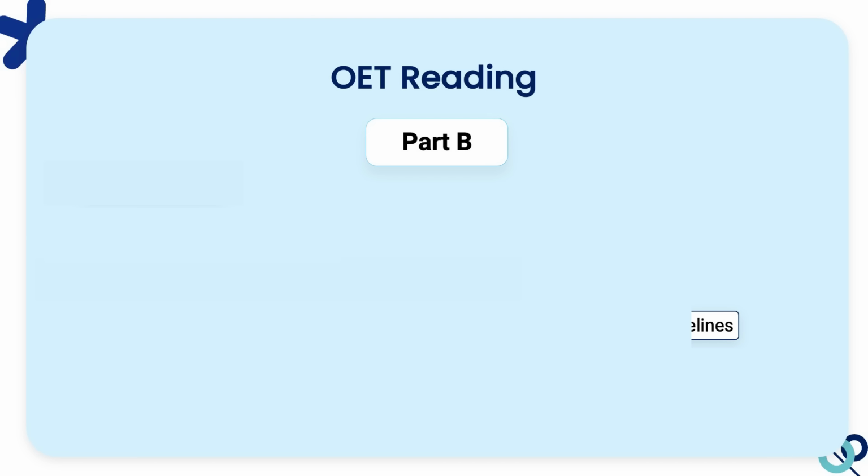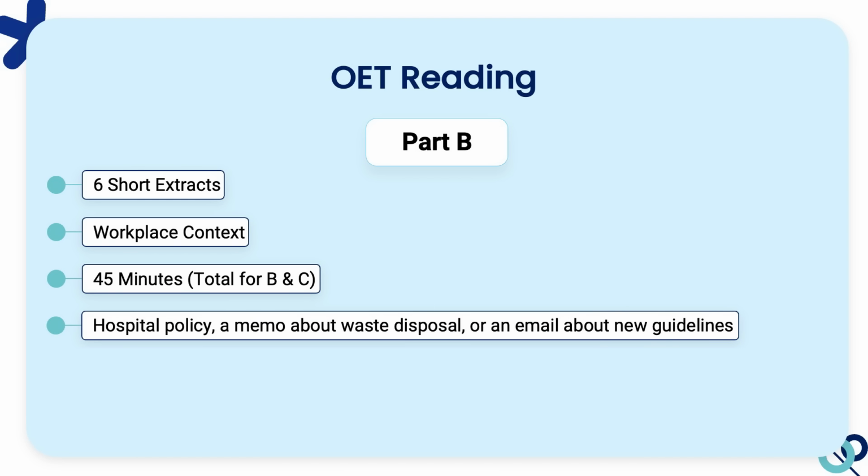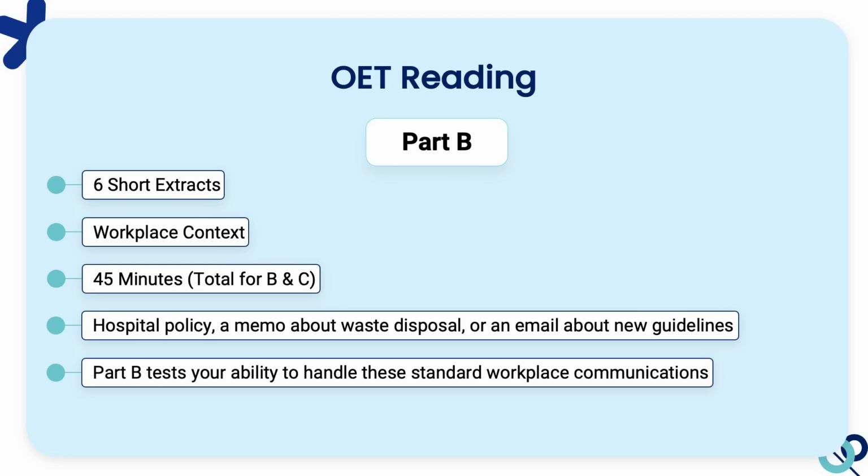Reading Part B consists of 6 short extracts, all within a workplace context, and lasts for around 45 minutes total for Parts B and C. In a single shift, you might read a hospital policy, a memo about waste disposal, or an email about new guidelines. Part B tests your ability to handle these standard workplace communications.